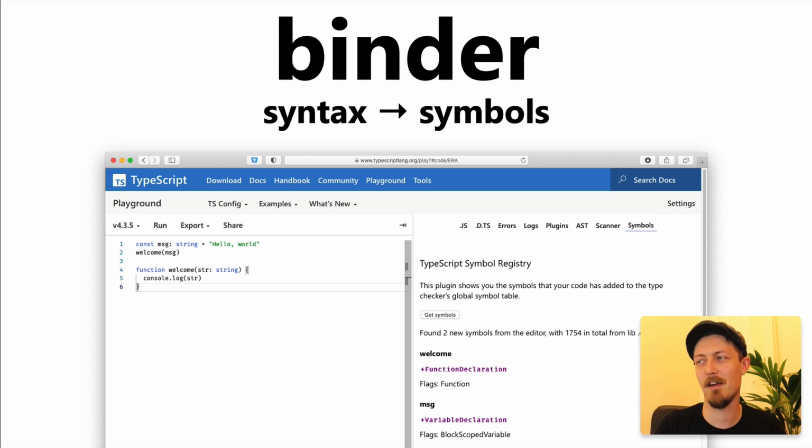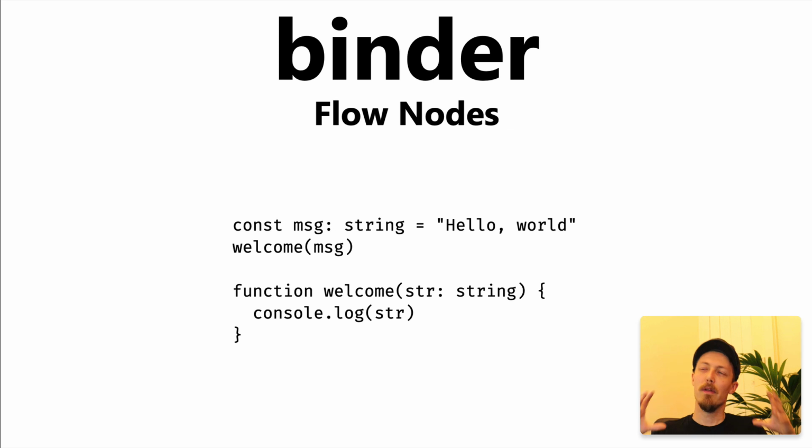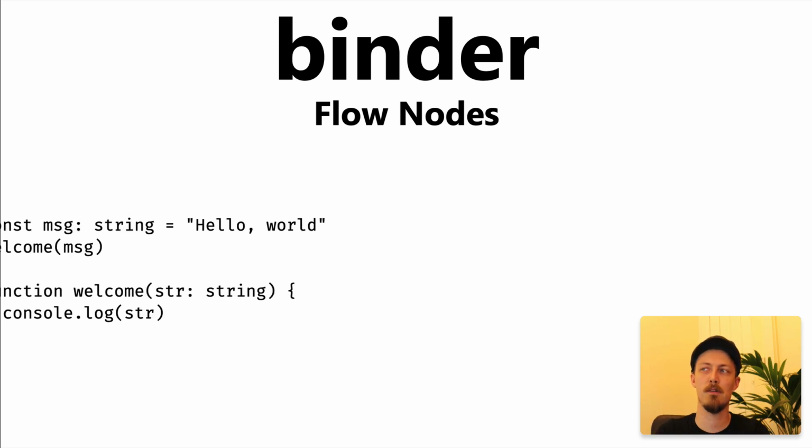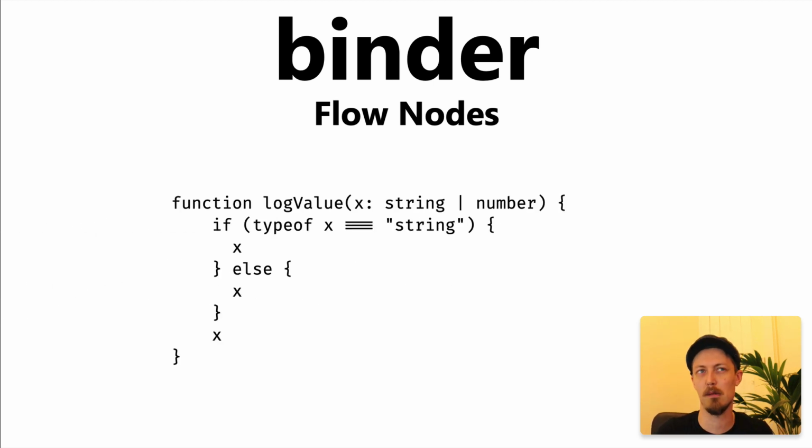I find it fascinating. One of the next responsibilities of the binder is to think about the flow nodes. And in this case, we can't really talk about the code flow analysis because there's not actually any code flow analysis that needs to be done with this source code. So we're going to switch it out and have a new code sample.